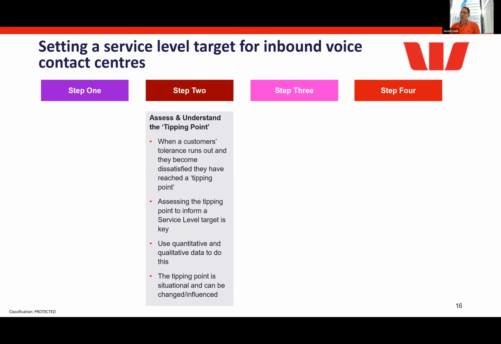So once you've understood where that tipping point sits and understand that it is variable and that it is subject to change, then you're moving on a little bit. Step 3, please.